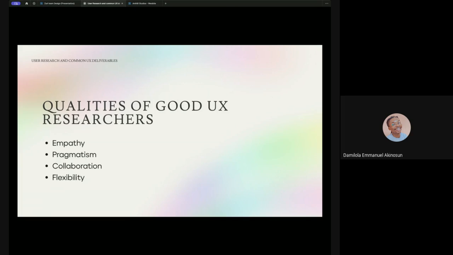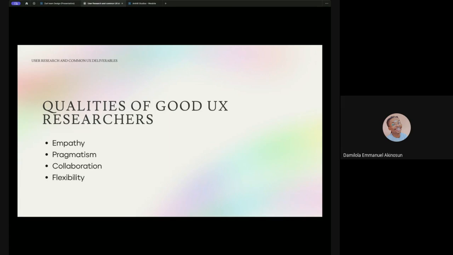And then there's pragmatism. This is a practical approach. Pragmatic people are practical people. They don't assume, they like being realistic. They don't start talking in assumptions. So if you want to be a great UX researcher, you need to practice a practical approach to problem solving. Be realistic with yourself, be true to yourself. Don't get carried away by what you're feeling.